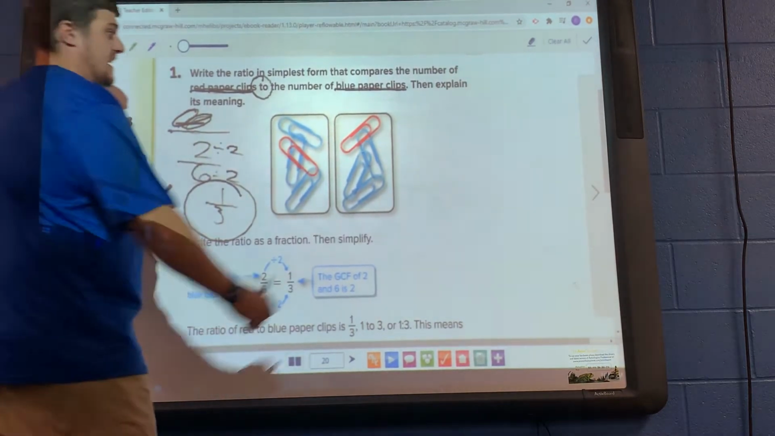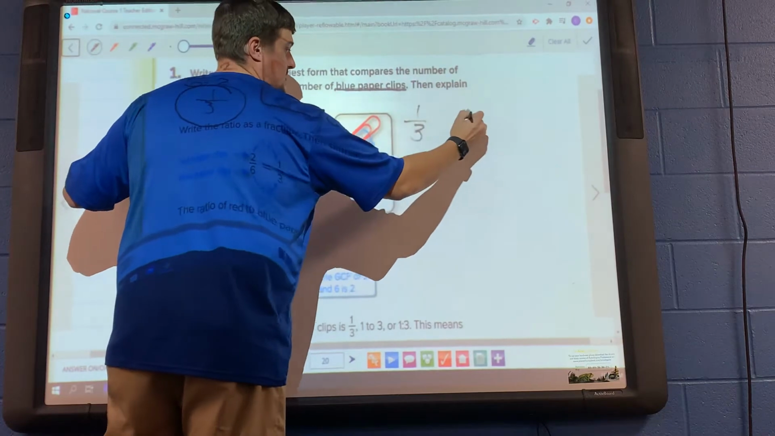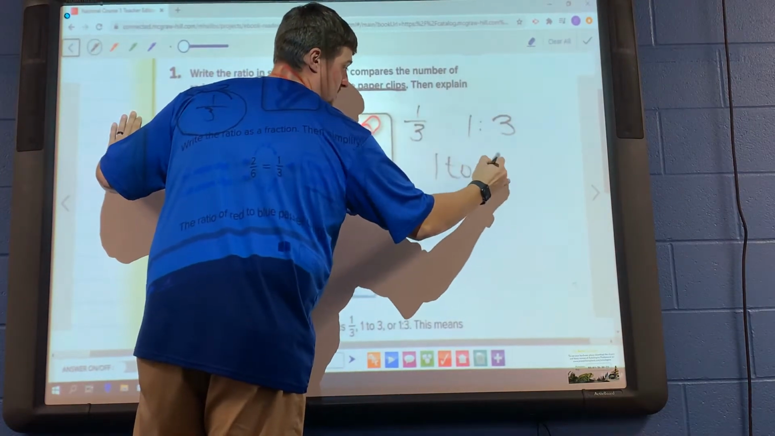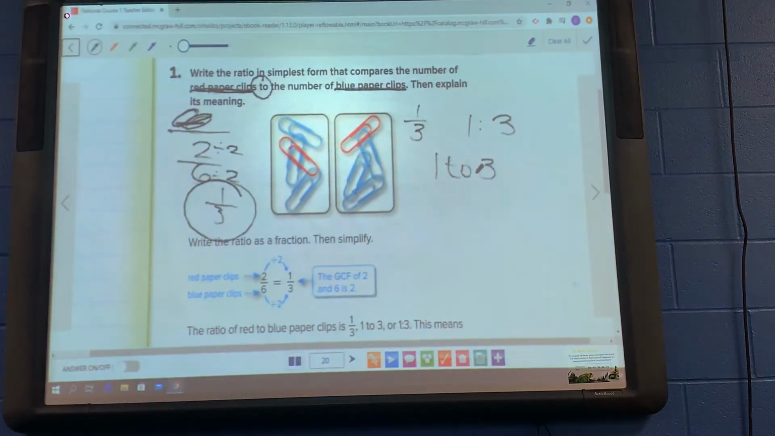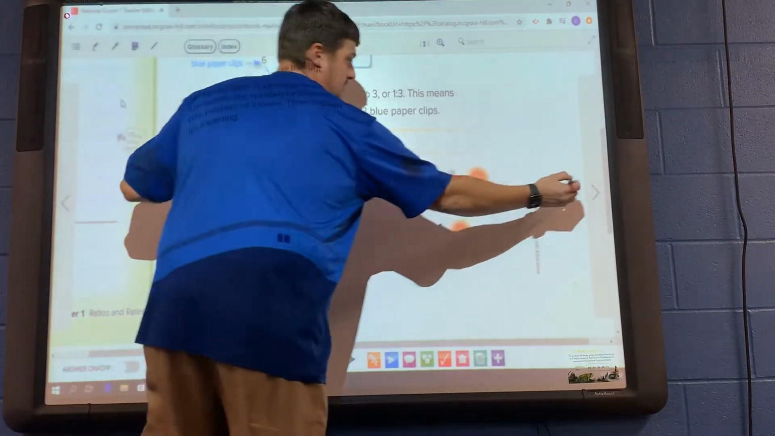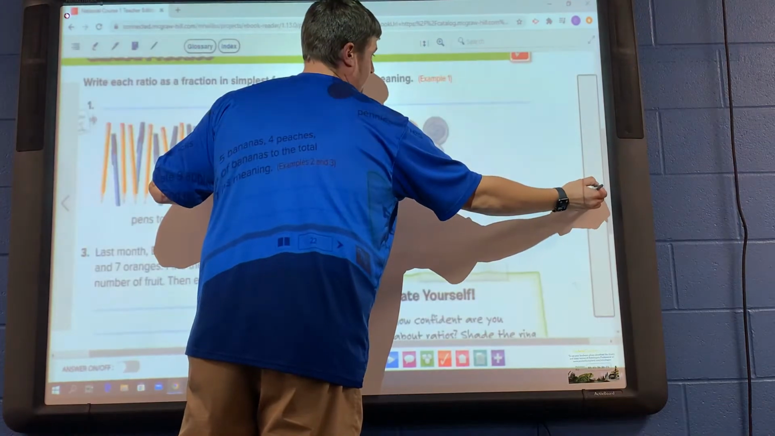Okay, and you can write it as 1 to 3, 1 to 3, or 1, 2, 3. Okay, so there's 3 different ways to write it. Okay, we're going to go ahead and skip letter A for right now. We're going to jump over a couple pages, just like we did in lesson 1.